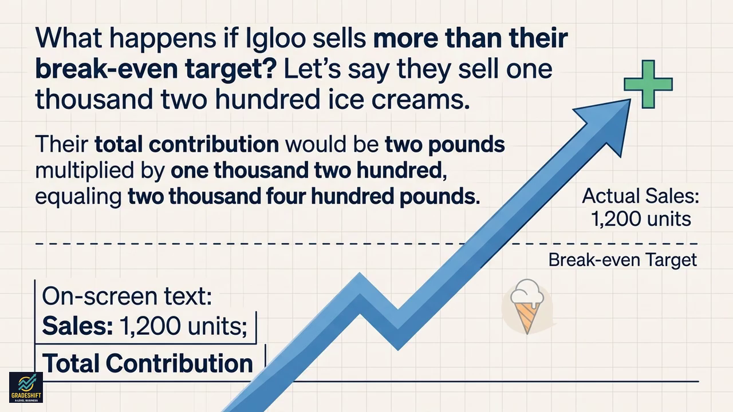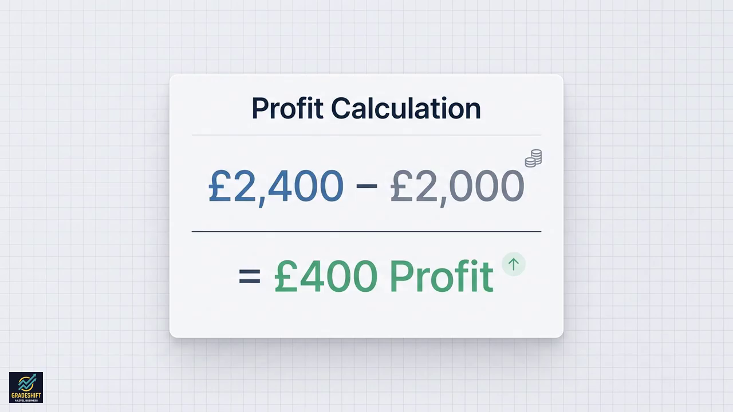What happens if Igloo sells more than their break-even target? Let's say they sell 1,200 ice creams. Their total contribution would be £2 multiplied by 1,200, equaling £2,400. To find the profit, we take that total contribution of £2,400 and subtract the fixed costs of £2,000. This leaves Igloo ice cream with a healthy weekly profit of £400.